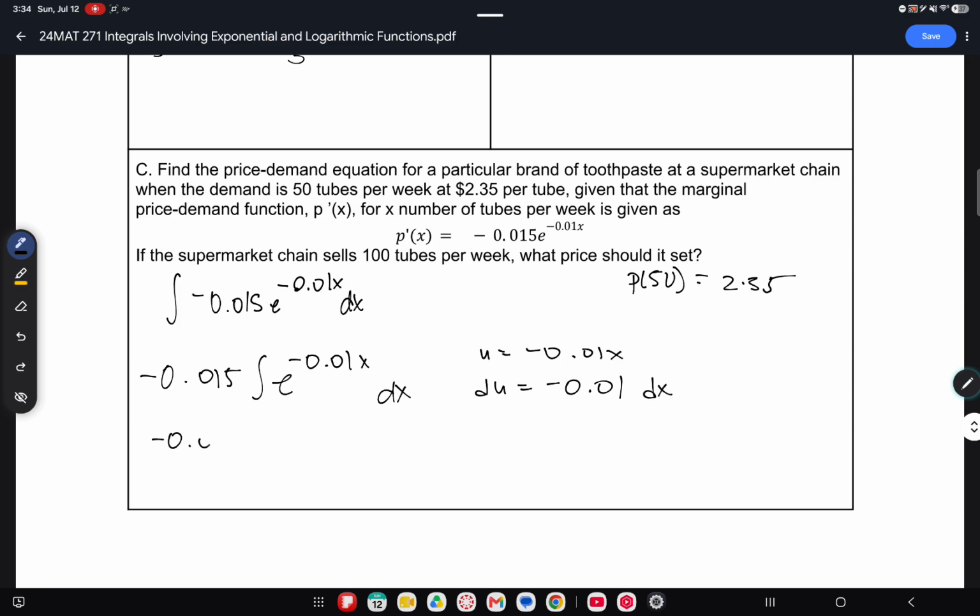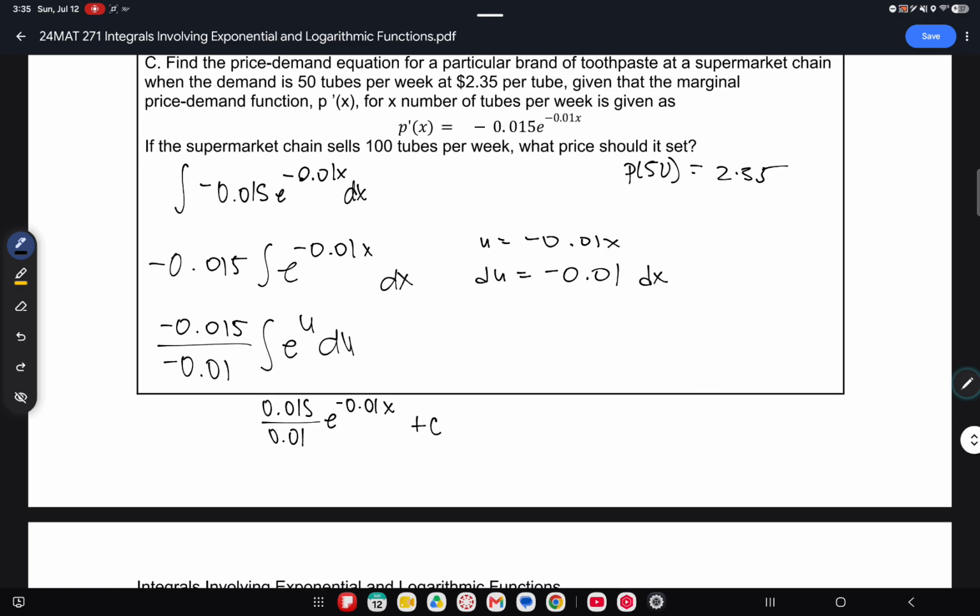So that's 0.015 over that negative 0.01 and e to the u du, which will just give us e to the u. So 0.015, I'll get rid of those negatives. e to the negative 0.01x plus c.